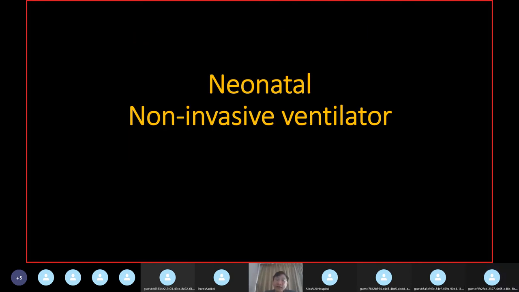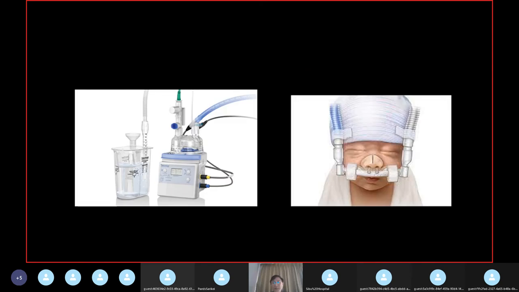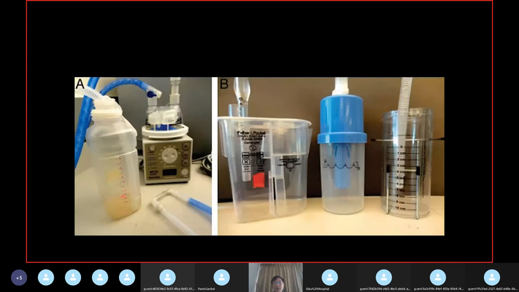Okay, now we're going to divide this into neonatal NIV and pediatric NIV, because it's very important that we look at the main difference between the neonatal NIV and pediatric NIV. And you know that this is a very nice bubble CPAP, which is a neonatal NIV, right? The pressure depends on how deep the tube goes into the water, which gives you how many centimeters of water, right? A lot of the time, people do different things to try to mimic all these bottles. Long ago we used to use the glass chest tube bottle to modify it.